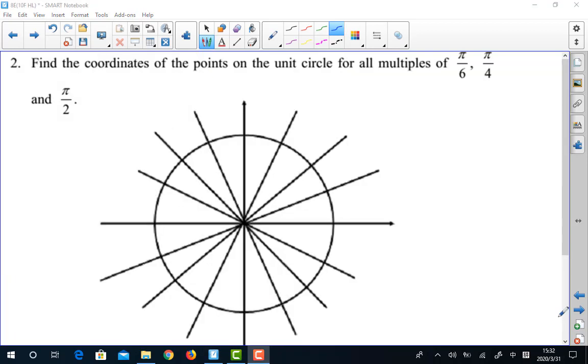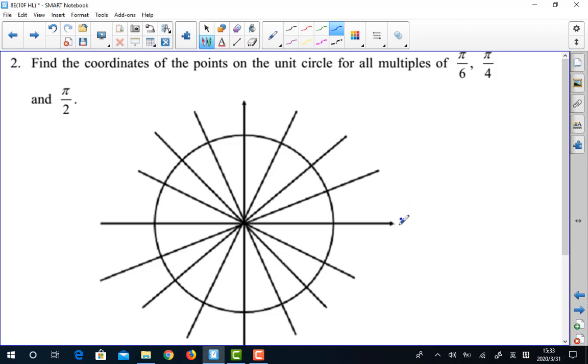In section 2, I need to find the coordinates of the points on the unit circle for all those angles, which are the multiples of pi over 6, pi over 4, and pi over 2. First, let's label all the angles for those special multiple angles in one least positive rotation, which means I only look at the principal special angles.